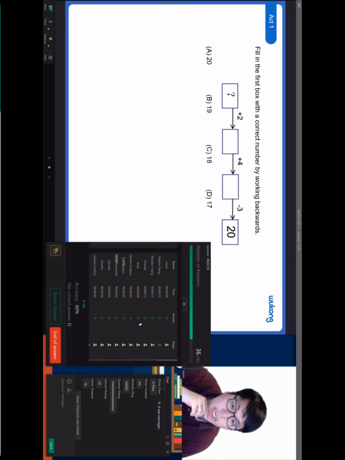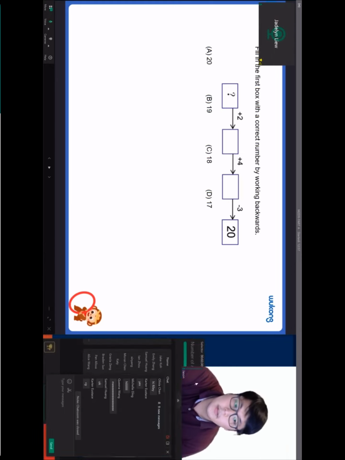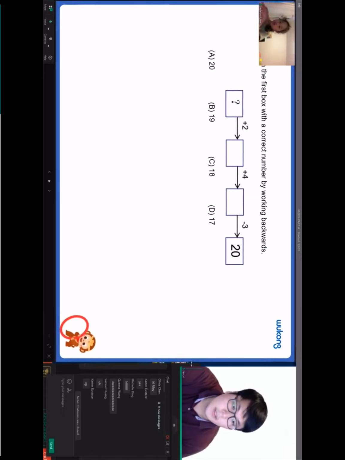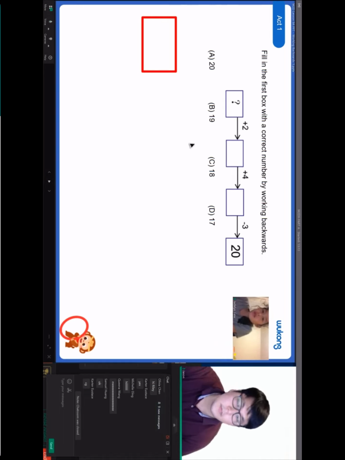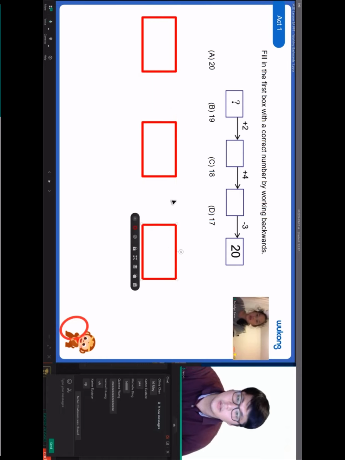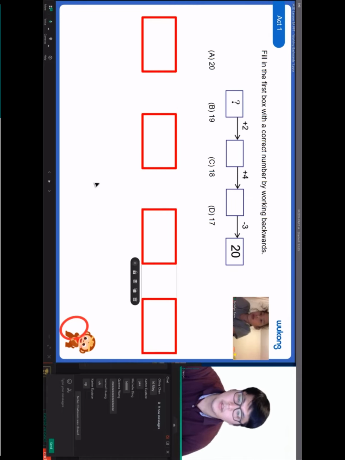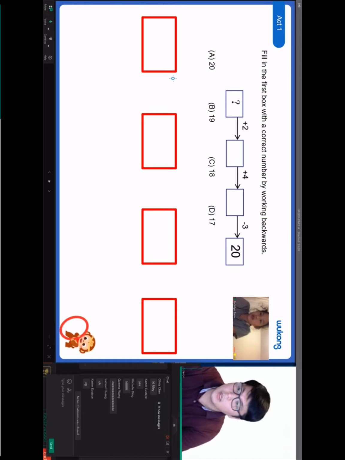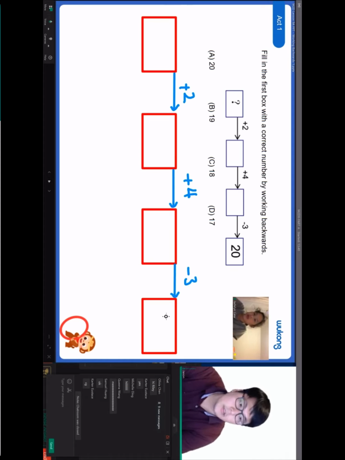Raise your hand if you want to answer this question and show me your flowchart. Let's have Jadelyn. Hello, Jadelyn. Before showing me the flowchart, let's do this from scratch. We have 4 boxes. Maybe move this a little bit to the left. I need one more at the end. And we have arrows on the top. The first step was adding 2, the second step was adding 4, and the third step was subtracting 3, and we have an answer of 20.